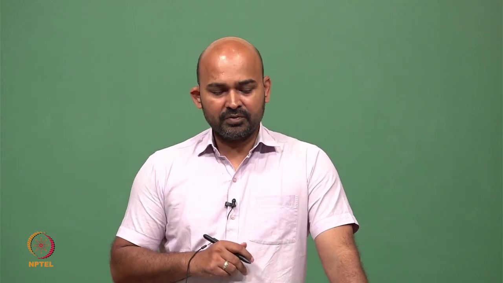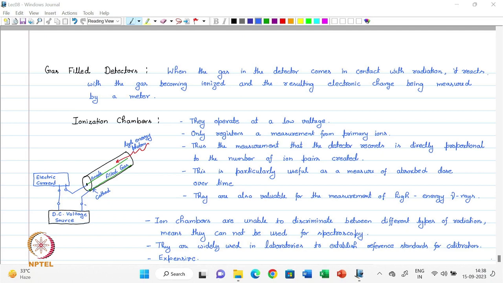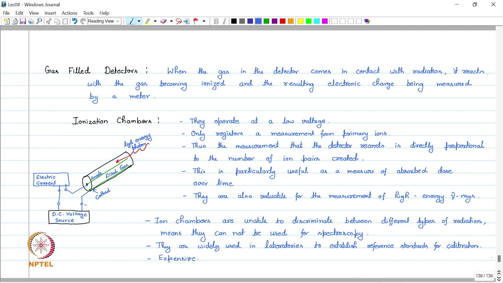And depending upon the size, if we want these kinds of detectors in a bigger size, then the cost actually goes up. So they are a little more expensive than other kinds of detectors. So this is the first type, the ionization chamber. Let's discuss the second type. The second type is the proportional counter.